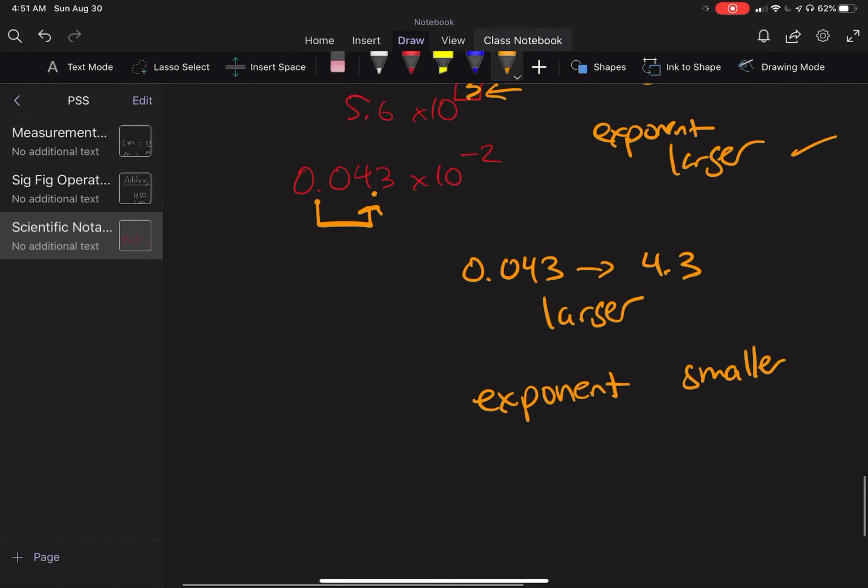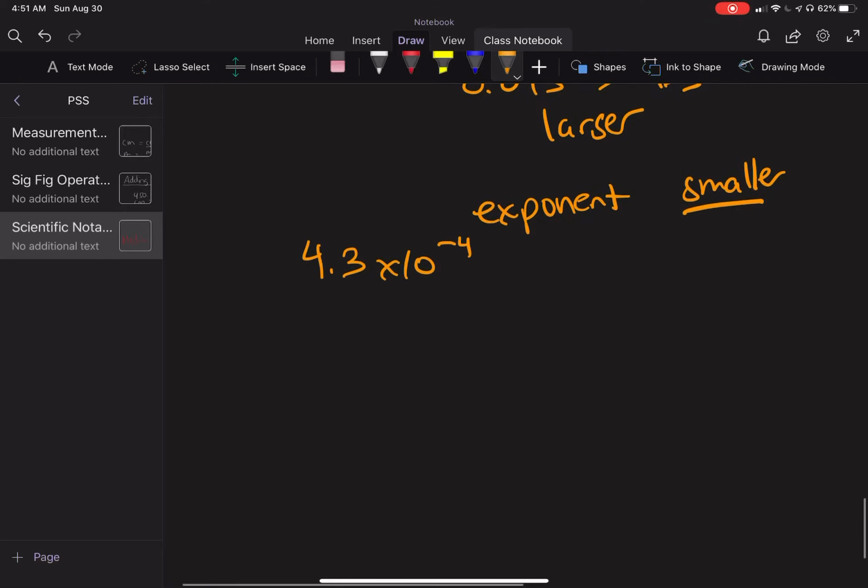So we started with 10 to the negative 2. We make the exponent smaller by that much. And by smaller, I mean more negative. So 0.43 times 10 to the negative 2 becomes 4.3 times 10 to the negative 4. We moved it over 2 places, so we make it more negative by 2. So it goes from negative 2 to negative 4. I think I should do one more example.